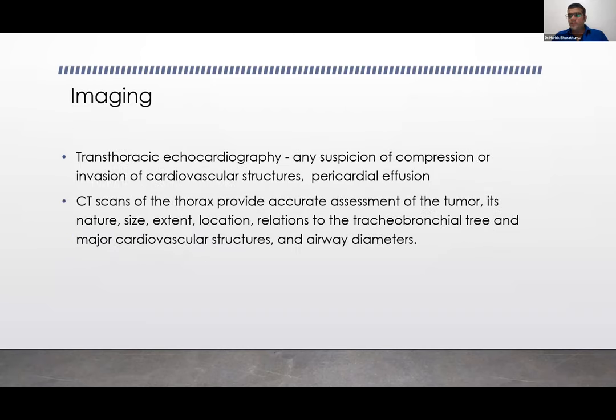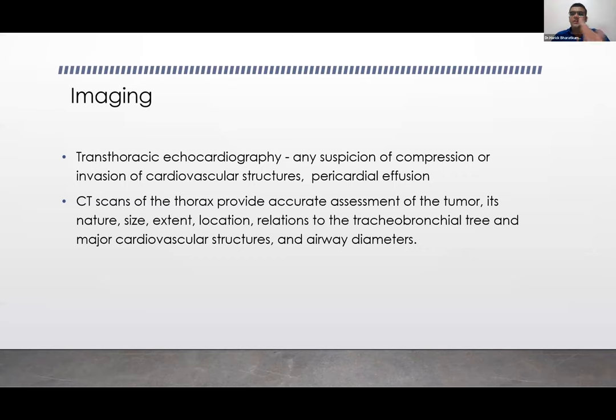Then again, imaging: CT, and we do a transthoracic echo. Transthoracic echo is primarily to rule out any involvement of cardiovascular structures and to rule out pericardial effusion. And CT scan is actually the most important, along with the surgeon, for us because we want to know the size, the exact location, and extent of the mass in relation to the tracheobronchial tree, and whether it is compressing the major cardiovascular structures. We would also like to know the airway diameter in case there is an obstruction or decrease in the airway diameter, because our tube sizes also depend on it, so we should be able to negotiate the tube.